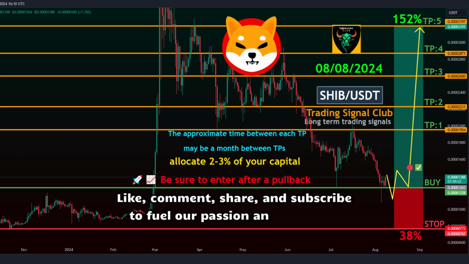Trading style: spot. Target time frame: about a month between take profits. Entry levels: 0.00001258 to 0.00001499.